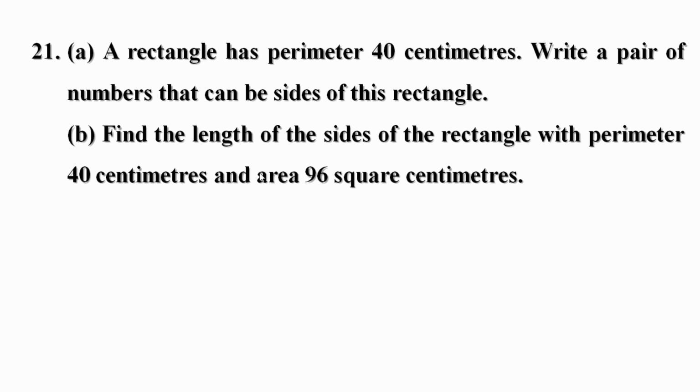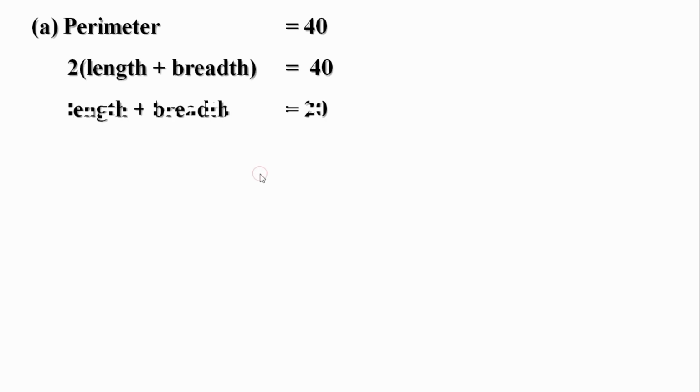First of all, we have to find a pair of numbers that can be the sides of a rectangle with perimeter 40. Perimeter means 2 times (length plus breadth). So we can write 2 times (length plus breadth) equal to 40. Then what is length plus breadth? 20. So we can write any pair of numbers with sum 20.